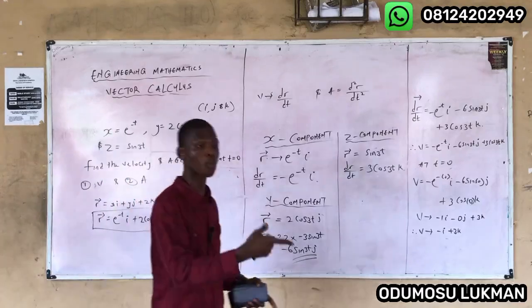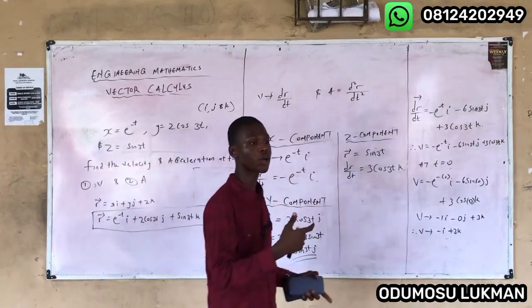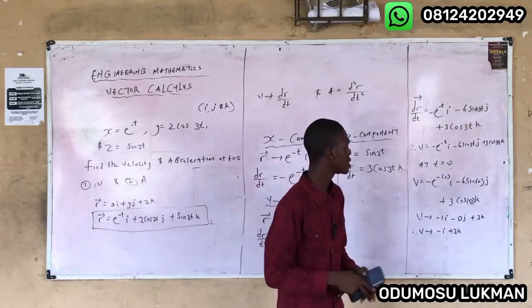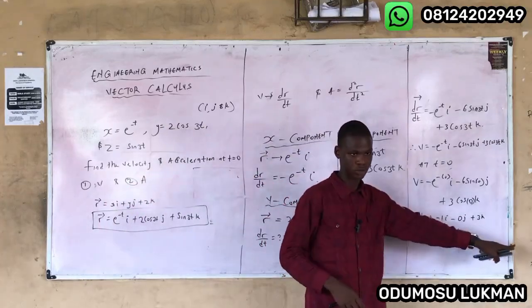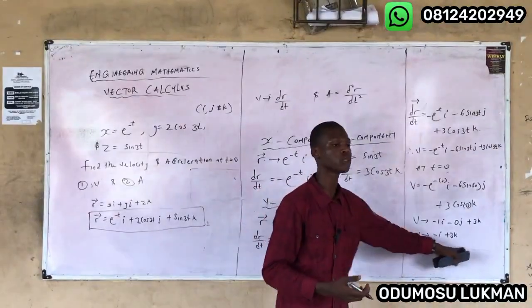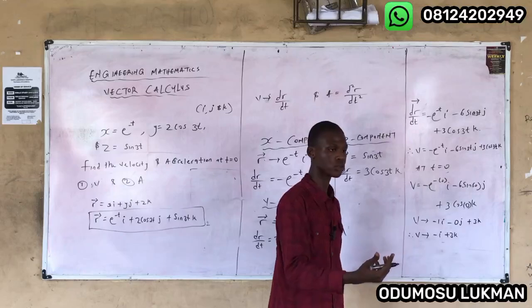The question says find the component of the velocity. This is the velocity in terms of direction. We want to get the magnitude of velocity. This is the direction of this velocity, and we want to get the magnitude.